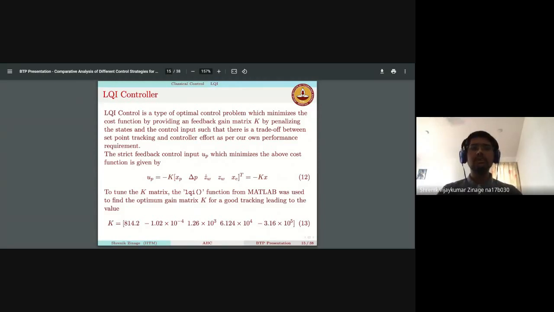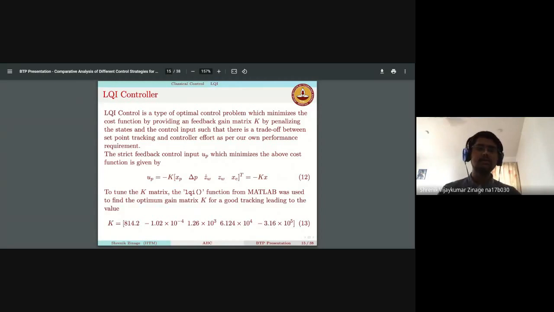So the difference between LQI and LQR is that there is an integral action in LQI, which minimizes the steady state error. So if you have a varying set point, it's rather good to use an LQI control. If you have a fixed set point, say you want to shift from 0 to 4 only and keep it constant, then you would rather prefer LQR control.